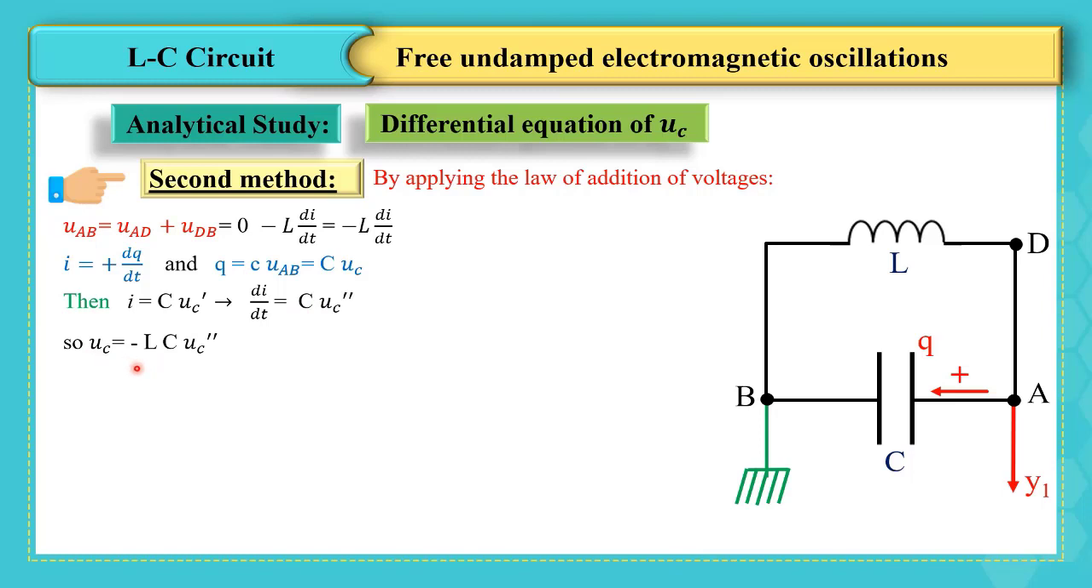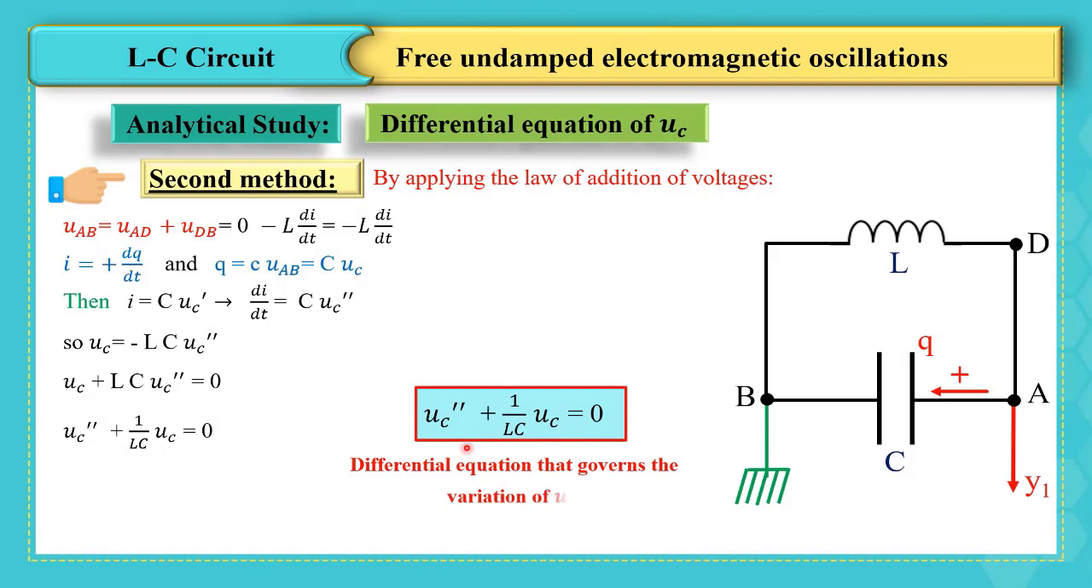So UC equals minus LC UC double prime. UC plus LC UC double prime equals 0. Dividing by LC, we will have UC double prime plus 1 over LC UC equals 0. This is again the same differential equation obtained using the method of conservation of electromagnetic energy.